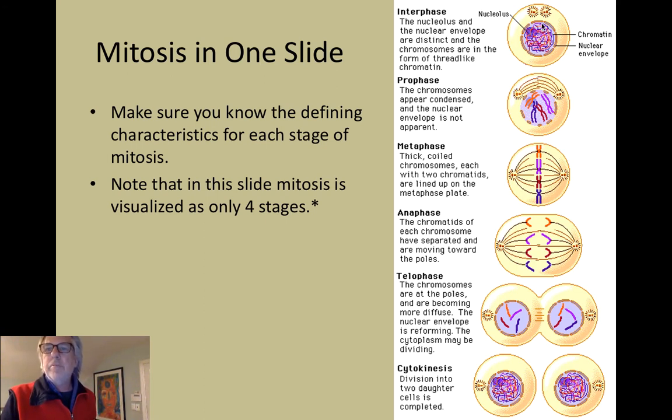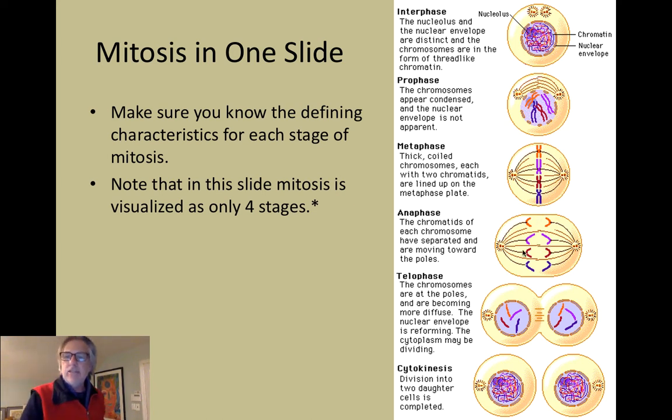Interphase, the chromatin is spread all over the place. Prophase, the chromosomes condense, and the spindle apparatus, the centrosomes, begin to move to the opposite poles. By metaphase, the chromosomes, the individually replicated chromosomes, are lined up on the equatorial plane.